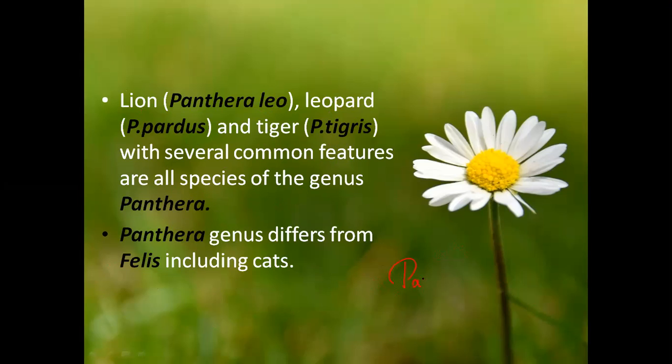So when you write Panthera, the species are leo, tigris, and pardus. One genus, three different species. The Panthera genus differs from Felis, which includes cats. That is a different part. We use the Felis genus for cats, so that is where the genus differs.